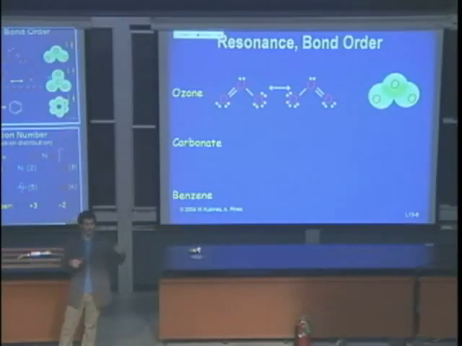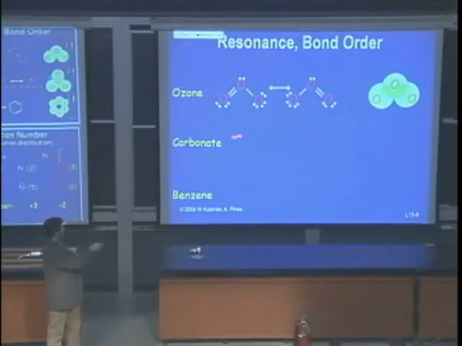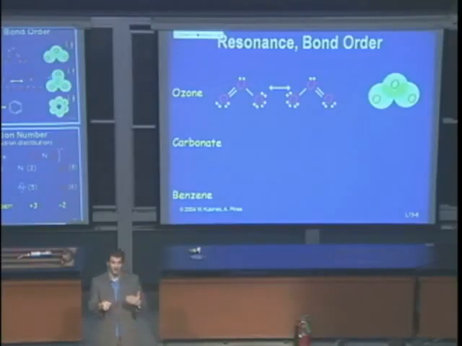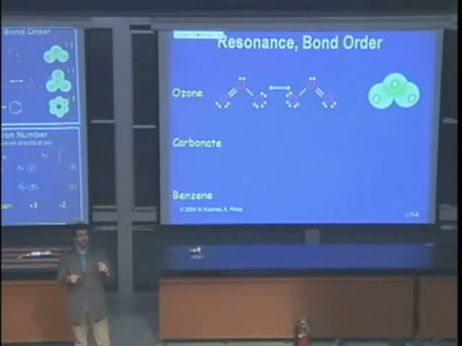Okay, each one is the same, and it comes from sort of an average of these two resonance structures. So what does that mean? Well, we want to figure out what the bond order is. Bond order is a measure of how strong a bond is. So a single bond has a bond order of 1, a double bond has a bond order of 2, and a triple bond has a bond order of 3.